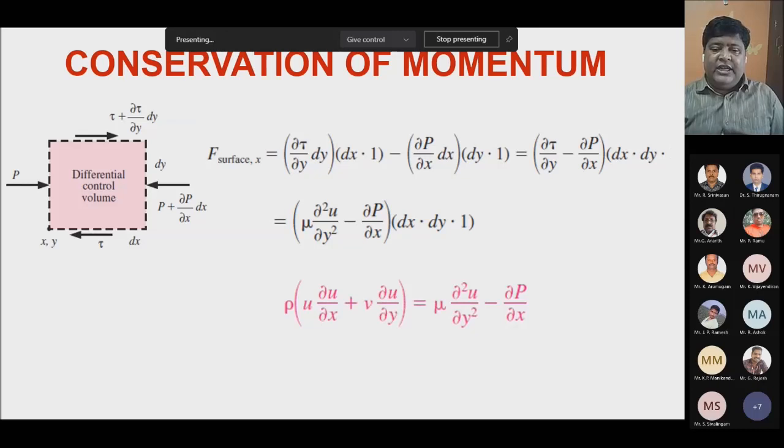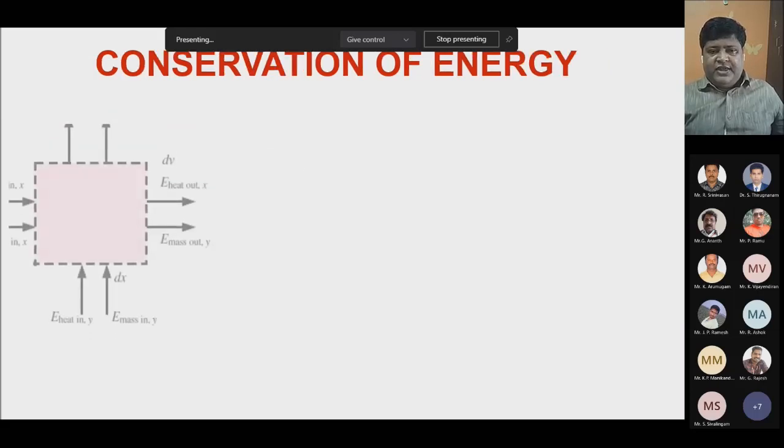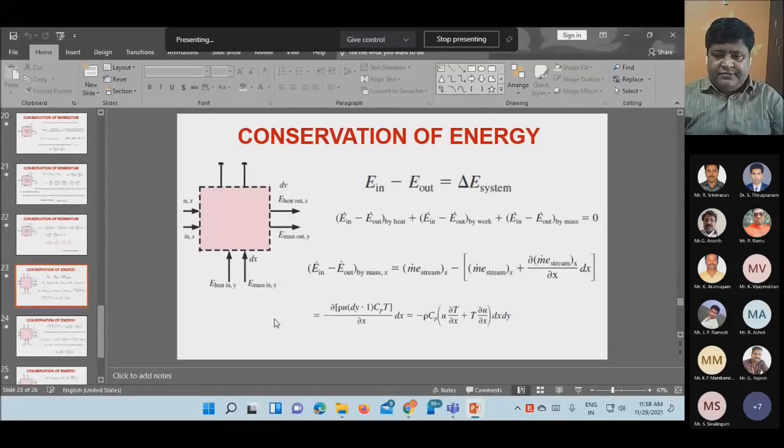And finally, you can see rho into (u ∂u/∂x plus v ∂u/∂y) is equal to mu into ∂²u/∂y² minus ∂p/∂x. This is the conservation of momentum equation in two dimensions that we have seen here. The left hand side gives you the mass into acceleration term, the right hand side gives you the force. This is the x momentum equation.